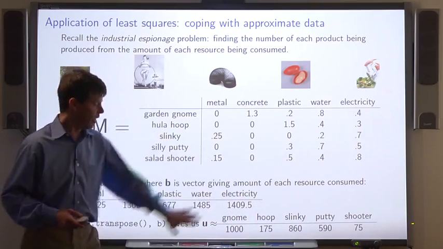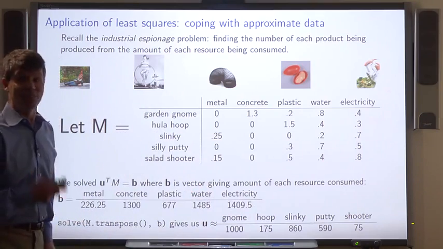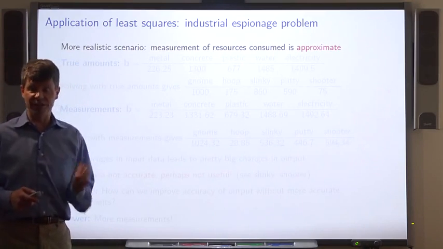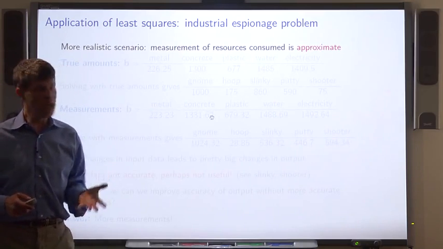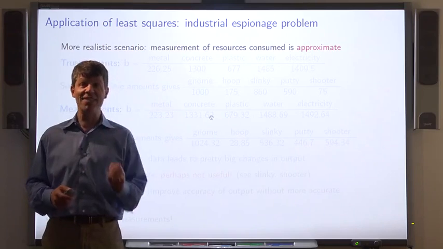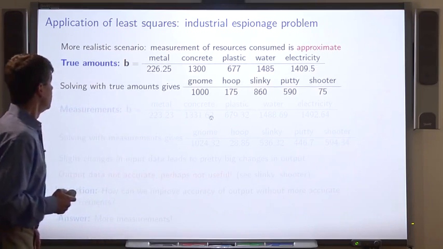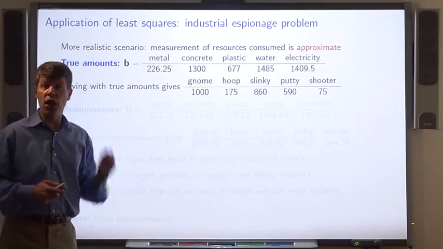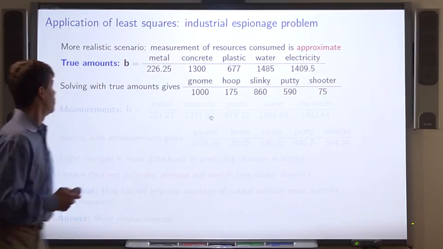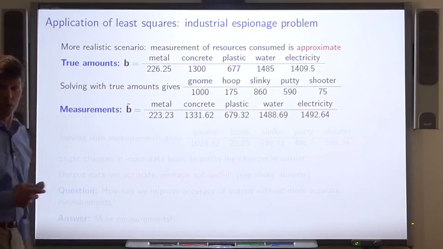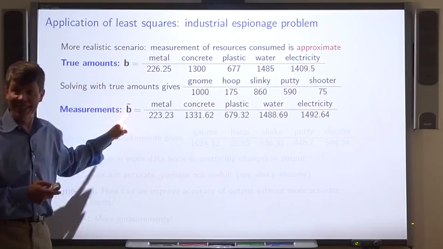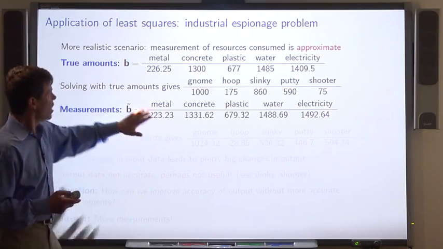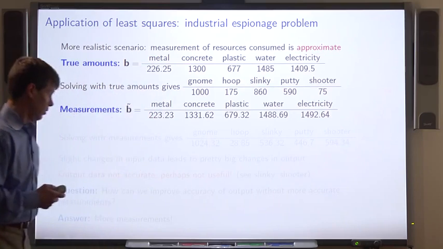Okay, so that works great, except that it's really an unrealistic scenario. When you measure something, like the amount of a resource being used, you're probably going to get not the exact value, but an approximate value. So instead of the vector b representing the true amounts of each resource being consumed, what we'll probably get is a vector, we'll call it b tilde, which is an approximation to those, where each number here is an approximation to the true amount.